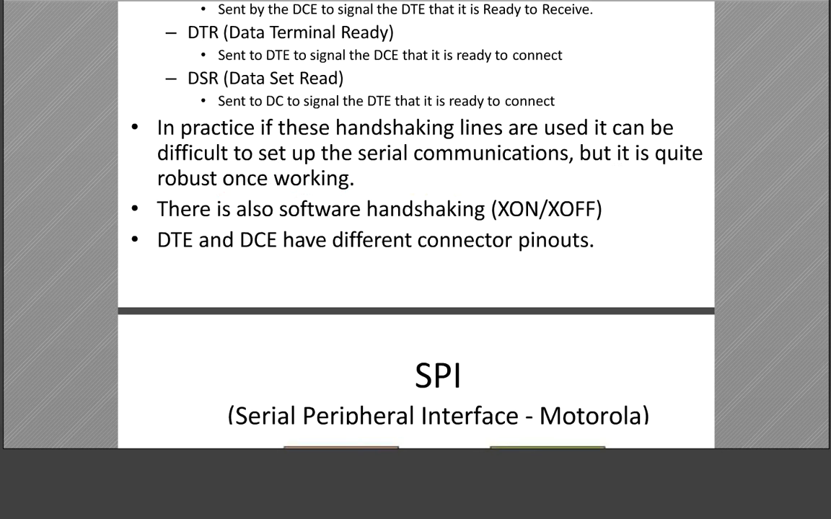But we don't use this 6 pin standard. We only use the 2 pin standard, okay? TX and RX, transmit data and receive data.